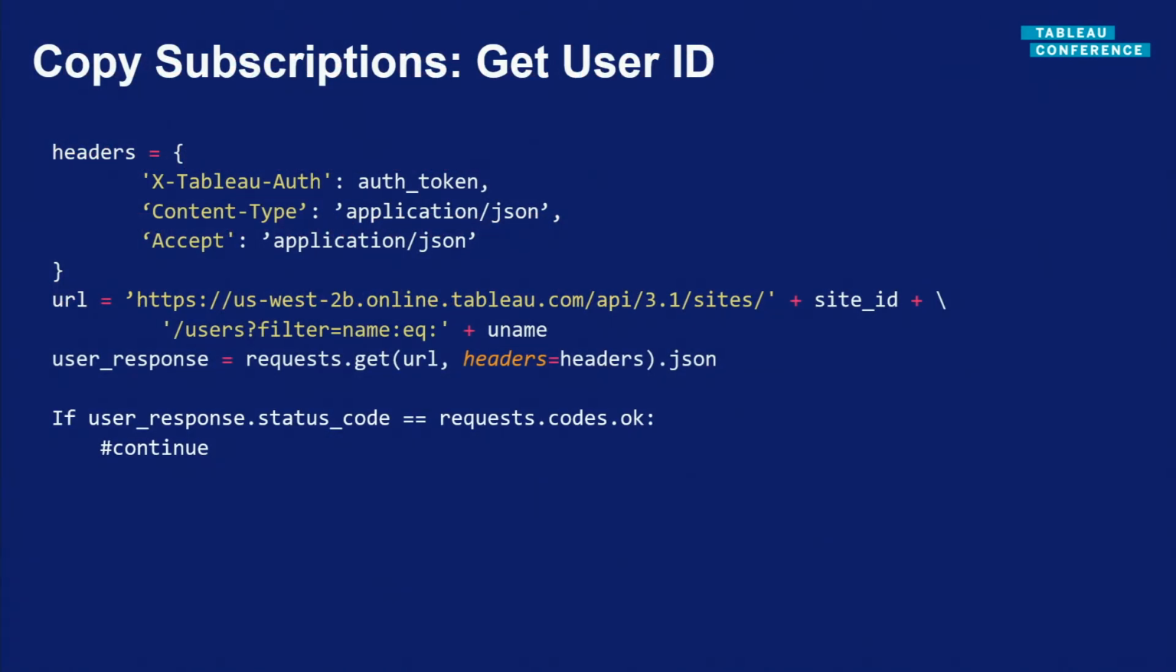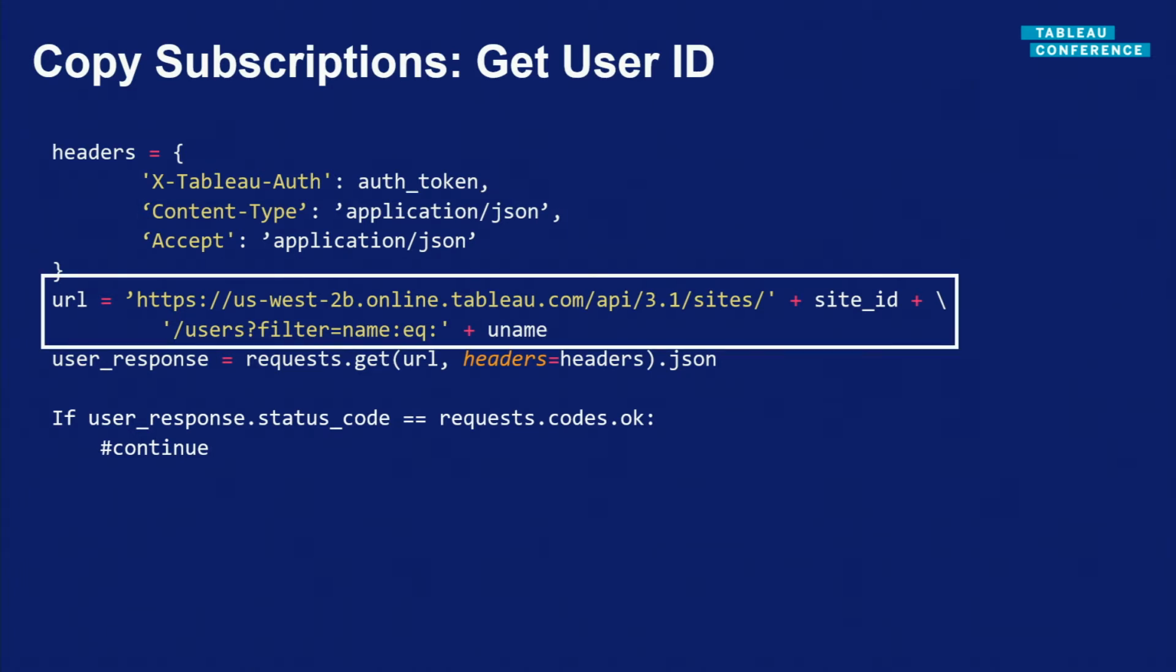So back to the example. We need to get the ID of the user from which we are copying the subscriptions. Now, in addition to the authentication token, headers can specify the format of the message payload and the expected response. Tableau Server actually defaults to XML, so we're going to explicitly tell it that we are sending JSON and we expect JSON back in a response.